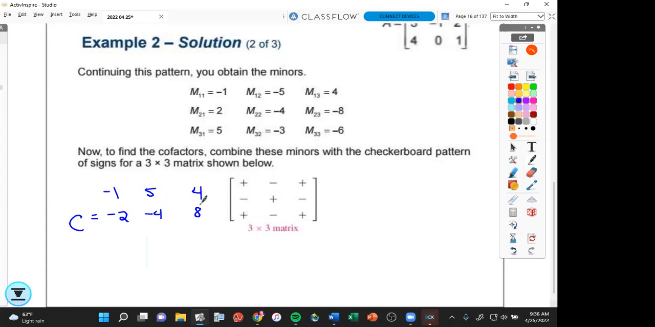Molly, good? Okay. So again, the plus does not mean it's positive. The plus means leave the sign alone. A minus means change the sign. A plus means leave it alone.